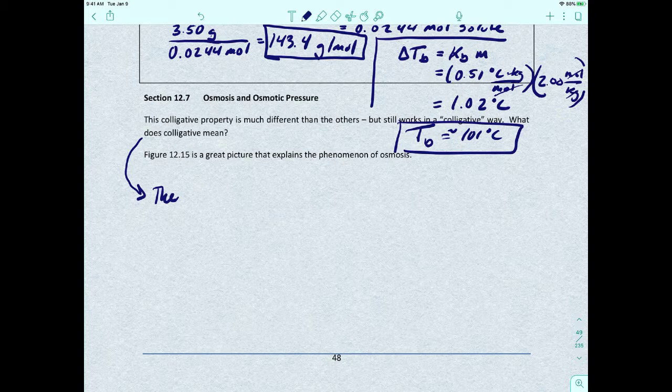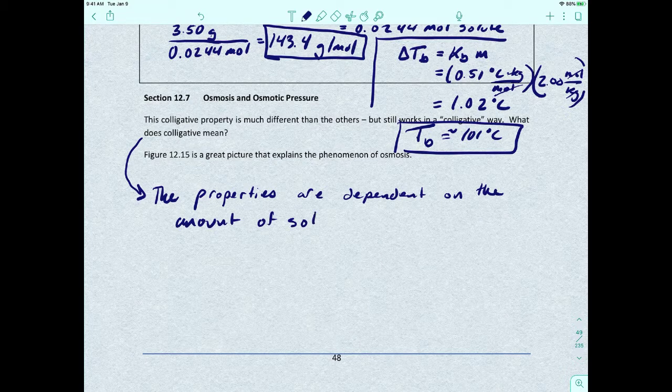So just to recap, colligative properties means that the properties are dependent on the amount of solute added and not on the chemical identity.